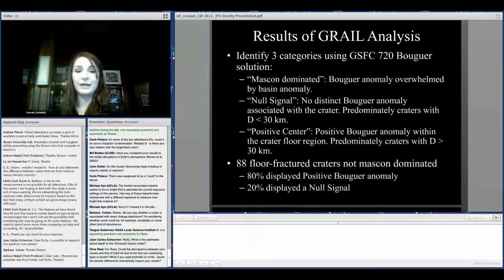This is a category in which all craters displayed a positive Bouguer anomaly within the crater floor region. Now, this anomaly could either be circular, covering the entirety of the crater floor region, or simply a positive region within the crater floor. But the broad overarching category is that it was a positive anomaly distinct to the crater and could be used to identify the crater. This is for larger craters with diameter greater than 30 kilometers. Of the floor-fractured craters that were not mascon dominated, 80% displayed a positive Bouguer anomaly, and 20% displayed what we call the null signal anomaly.